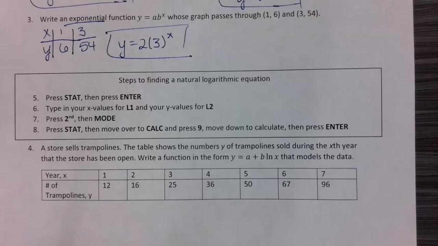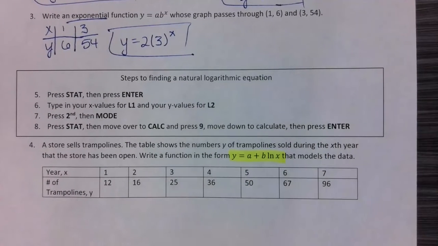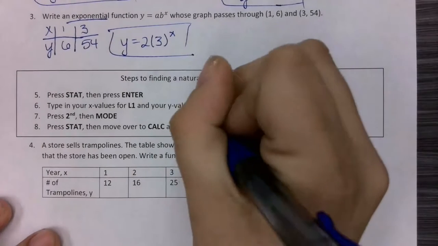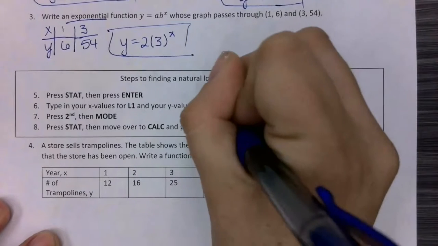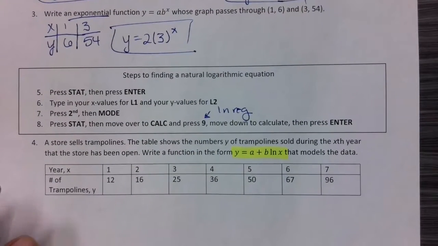This one is telling me it wants an equation written in the form y equals a plus b ln x. It doesn't look very nice, but we do the same steps we've been doing. So instead of picking 0 or quadratic, this time I'm going to pick choice 9, which should be ln regression. So we do the same thing, just use a different option? Yep.